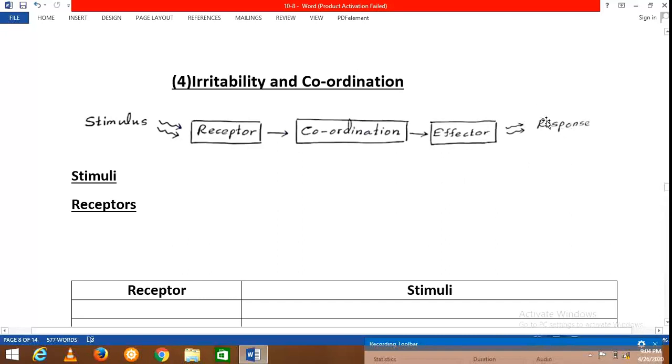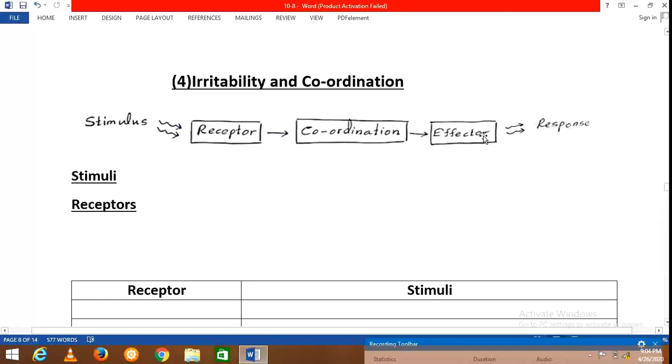If I mention an example, your hand touches a hot kettle accidentally. So the stimulus or the change in the environment is heat. So that is received by your skin, by the skin of your hand. So the receptor or the sensory organ is the skin. Then ultimately your response is you take off your hand quickly. Taking off the hand is the response.